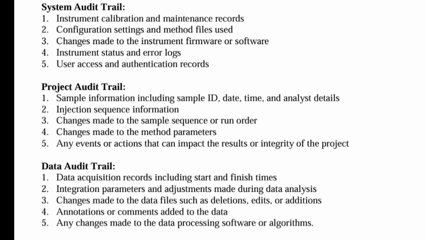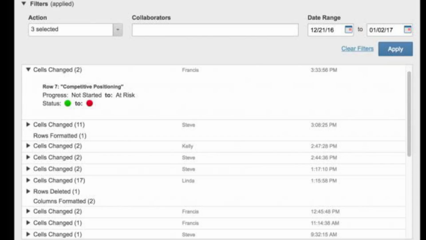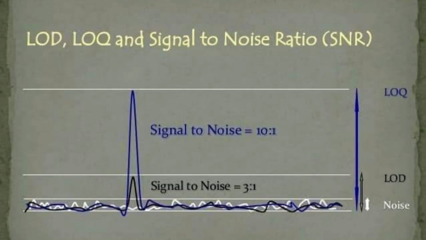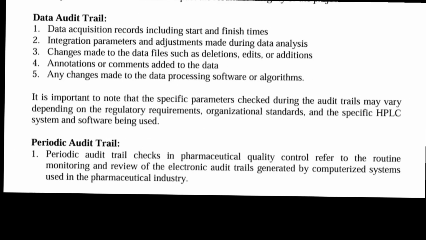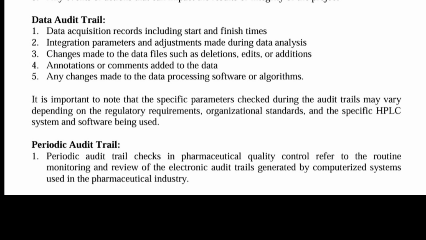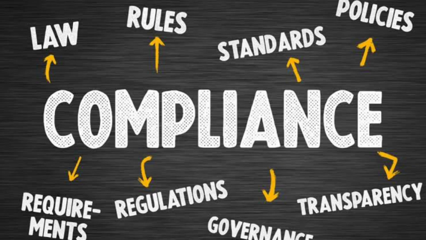The data audit trail contains data acquisition records including start and finish times, integration parameters and adjustments made during data analysis, changes made to the data file such as deletions, edits or additions, annotations or comments added to the data, and any changes made to the data processing software or algorithm. It is important to note that the specific parameters checked during the audit trail may vary depending on the regulatory requirements, the organization's standards, and the specific HPLC system and software being used.